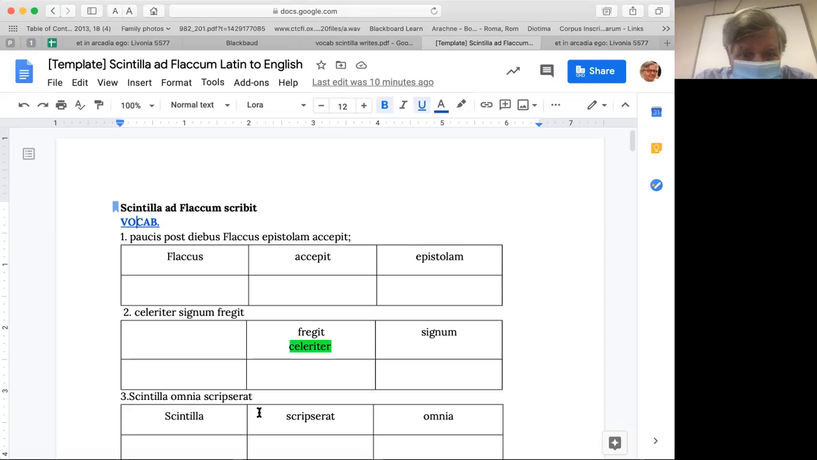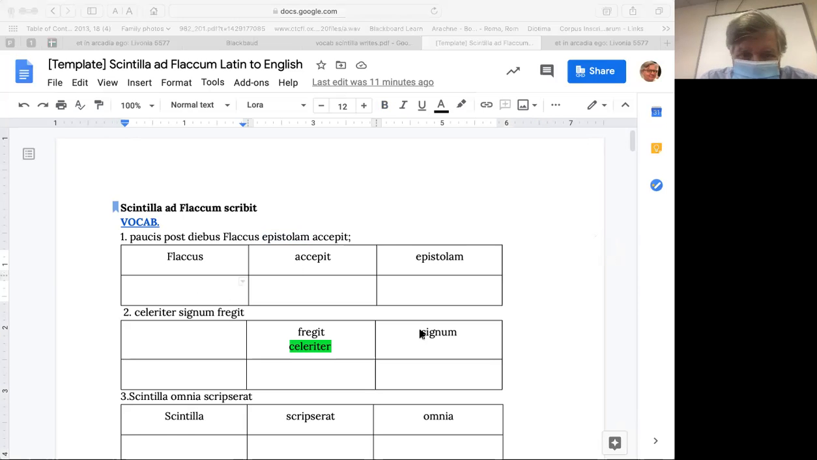Okay. All right. So I've broken down the sentences into subject, verb, and object order. So all you have to do is translate them in that order. So Flaccus is the nominative, accepit is the verb, epistolam is the accusative. And if you look at the vocabulary here, accepit should mean received, right here. Received, hard to do, but accepit.